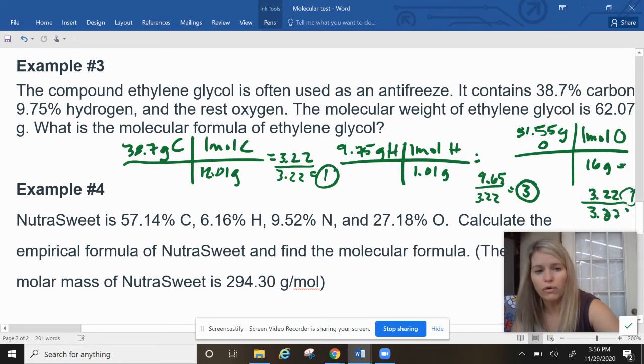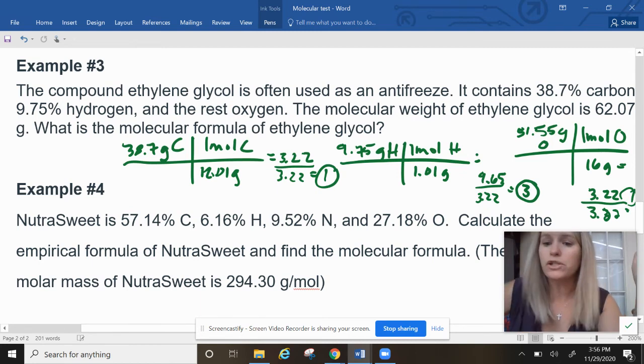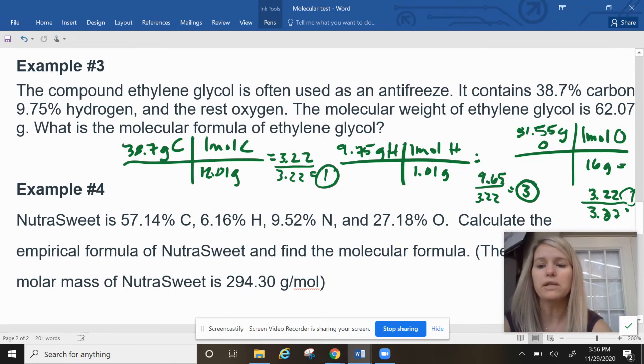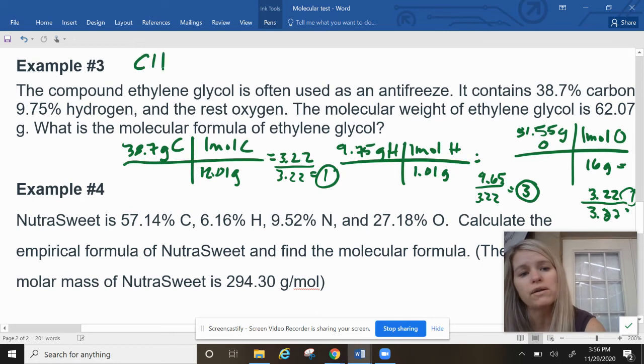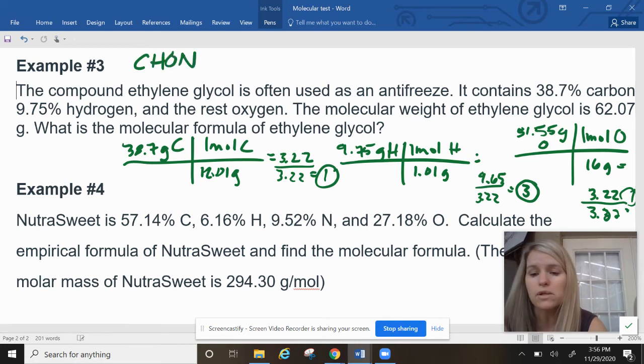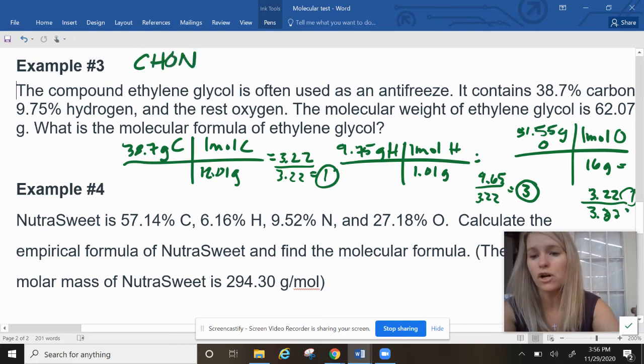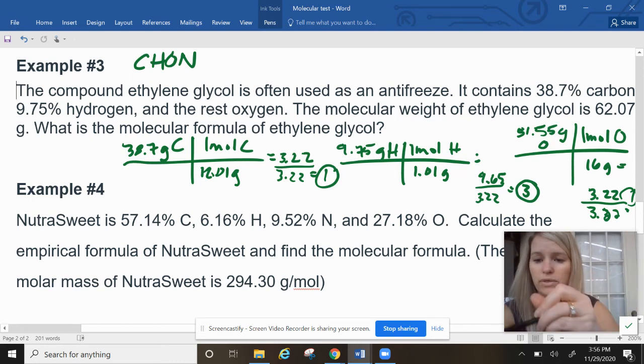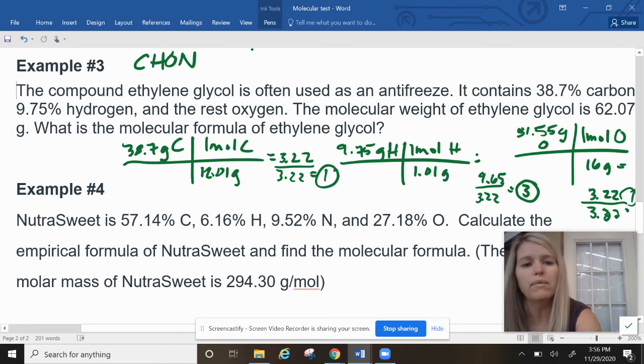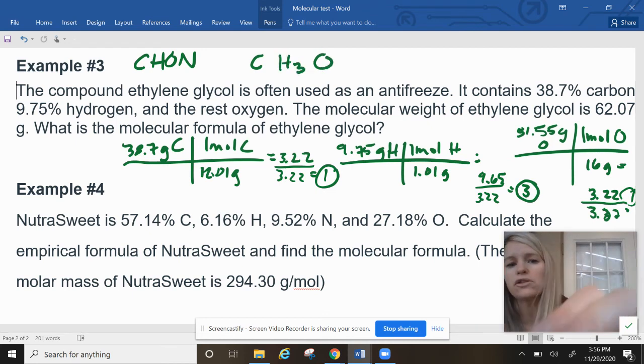So our empirical formula then, by the way, did you notice the order I put it in last time? Typically the formula order is CHON. I know we haven't had nitrogen yet, but that's the order it goes in. Carbon, hydrogen, oxygen, nitrogen. So try to put it in that order when you get these formulas. So our carbon is 1, our hydrogen is 3, and our oxygen is 1. So this is our empirical formula.